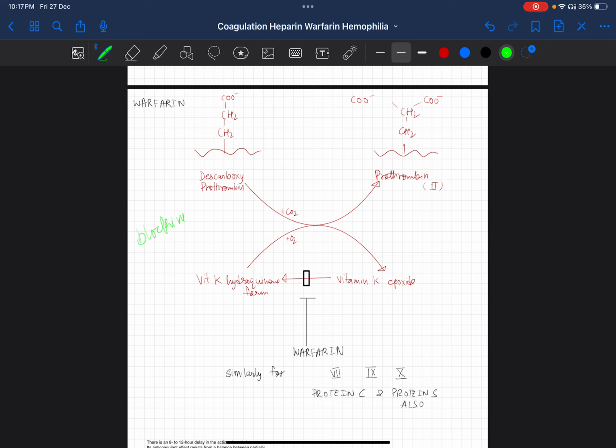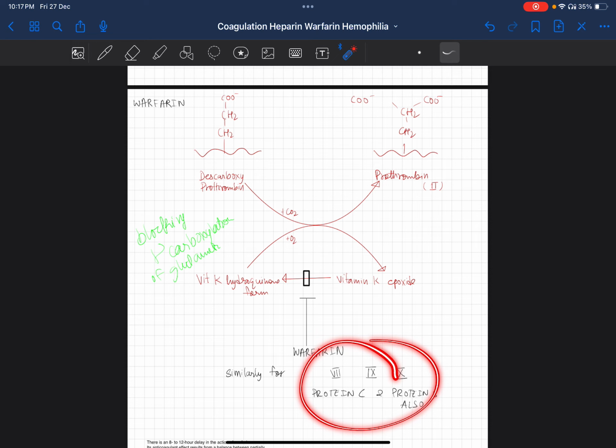It is blocking gamma carboxylation of glutamate residues. These glutamate residues you can see in the diagram. Okay. Now factor 2 was there. Similarly, it also does the same for factor 7, factor 9, and factor 10.